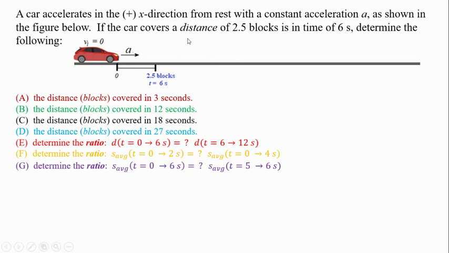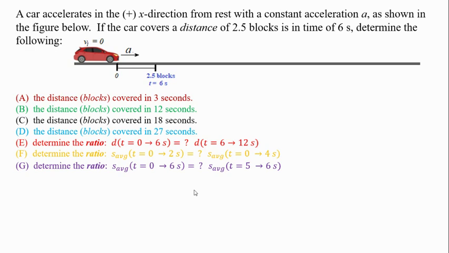Here we have a car that's accelerating to the right with some constant acceleration a, and the value of a is not given to us, it's just a. It says if the car covers a distance of 2.5 blocks, just some unit of blocks, in a time of 6 seconds, determine the following. The scenario is that you start at 0, your initial velocity is also 0, and you hit the gas pedal, and in 6 seconds the car has accelerated a distance of 2.5 blocks, and it wants us to find all these different ratios, or values.